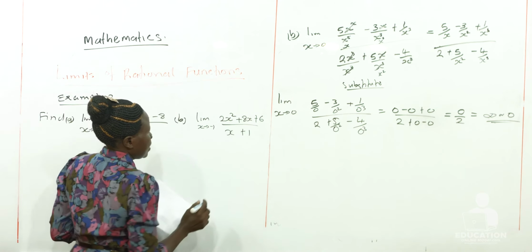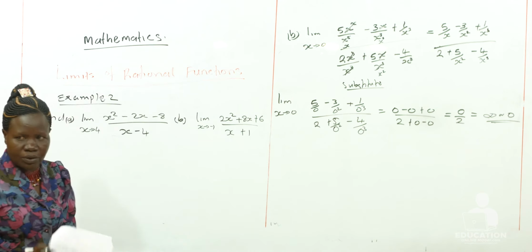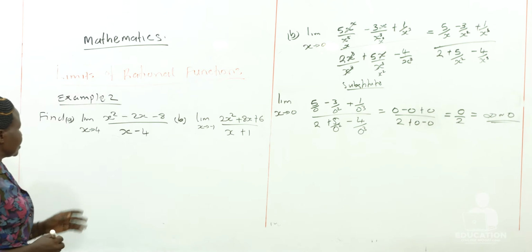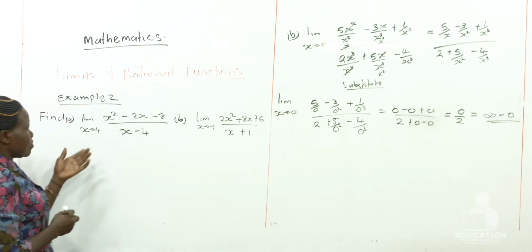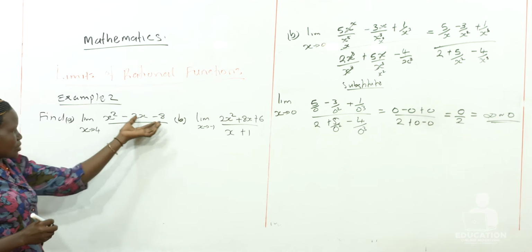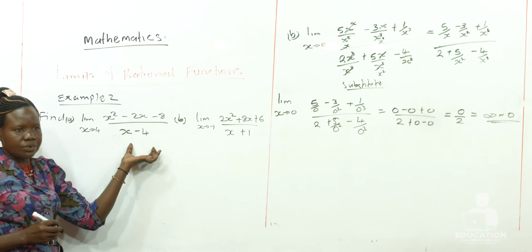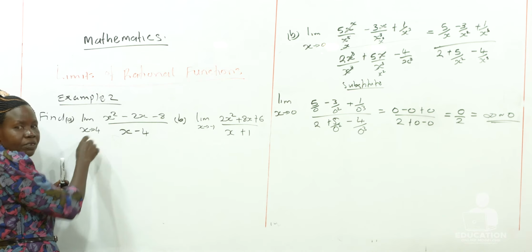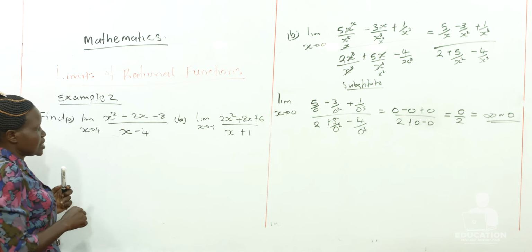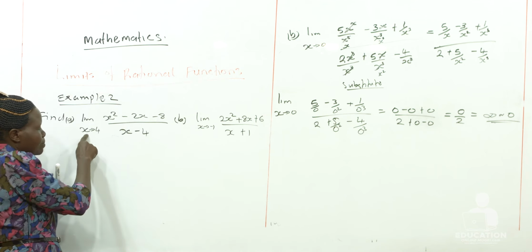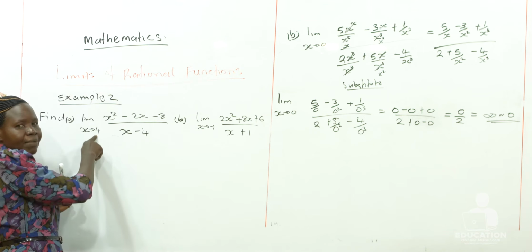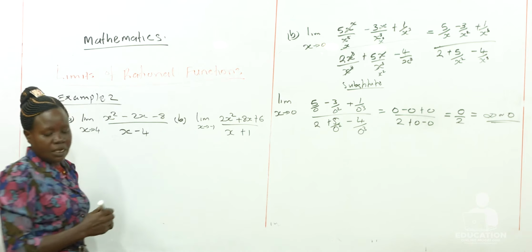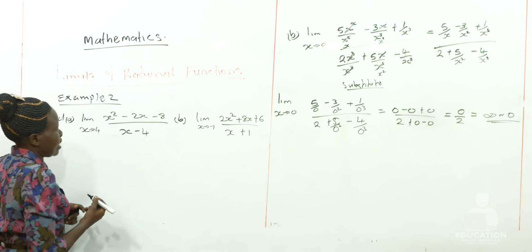So dear learners, look at example 2. You study as long as you have known that this is a rational function. What you do, you take note of where x is approaching. It's very important to note this. Is it approaching to a number beyond 0, or is it approaching to 0? Then you answer accordingly.